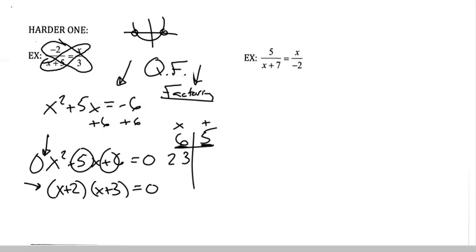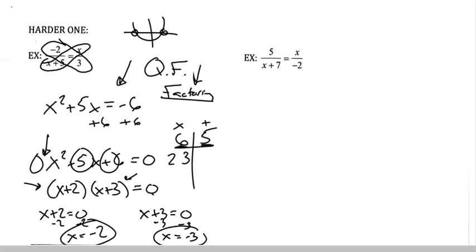What's the only way that something times something could equal 0? Well, either something number 1 equals 0 or something number 2 equals 0. That is how you solve by factoring. And lastly, you would just solve these small equations, one-step equations. x can be negative 2 and x can be negative 3. And the last step would be substituting back in and making sure that they actually work.